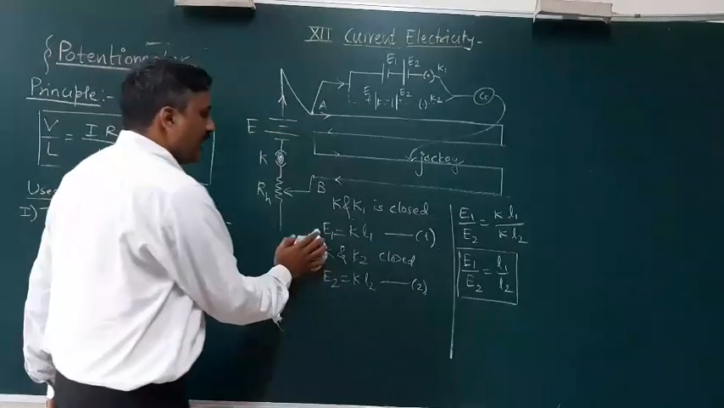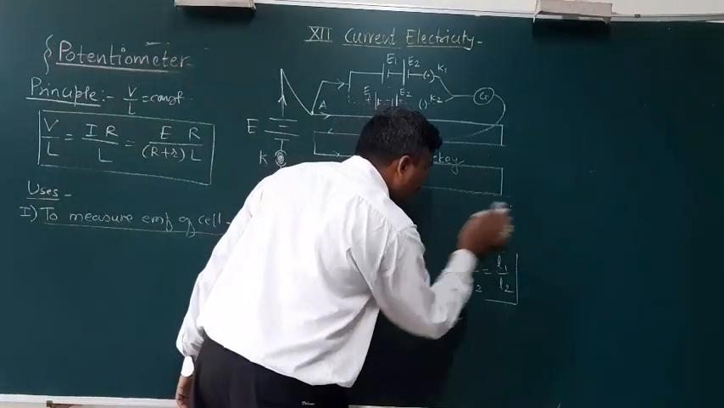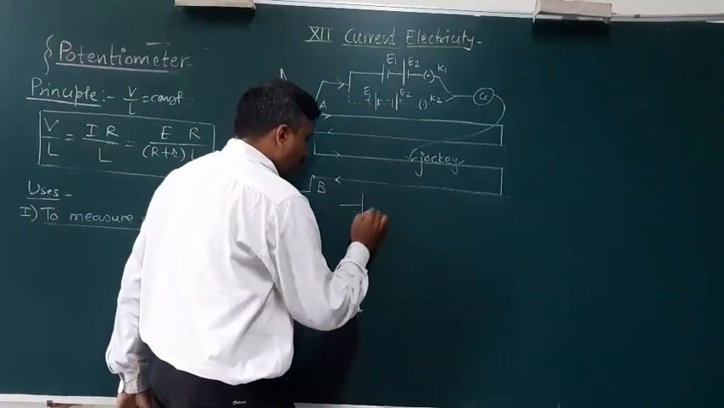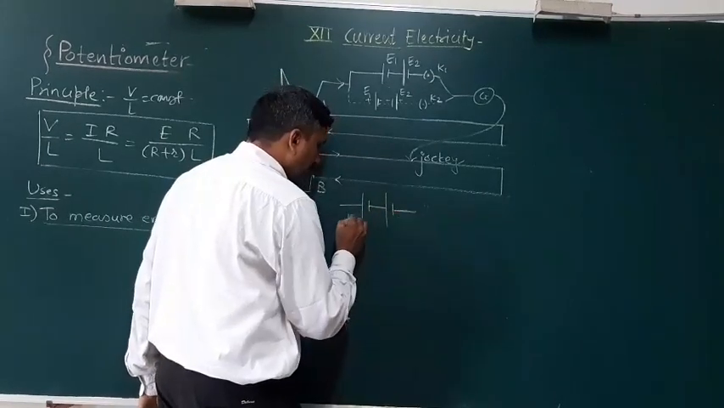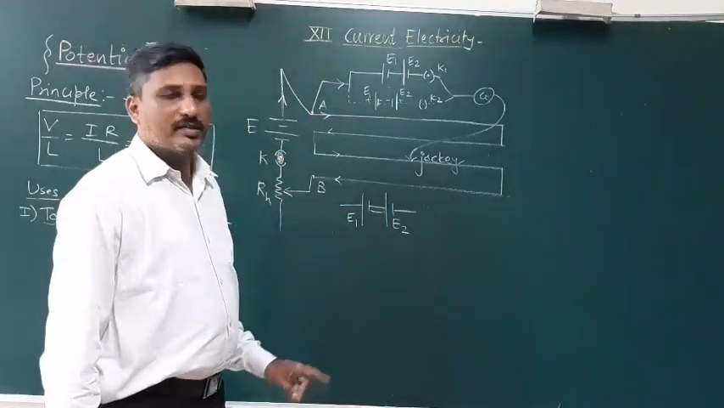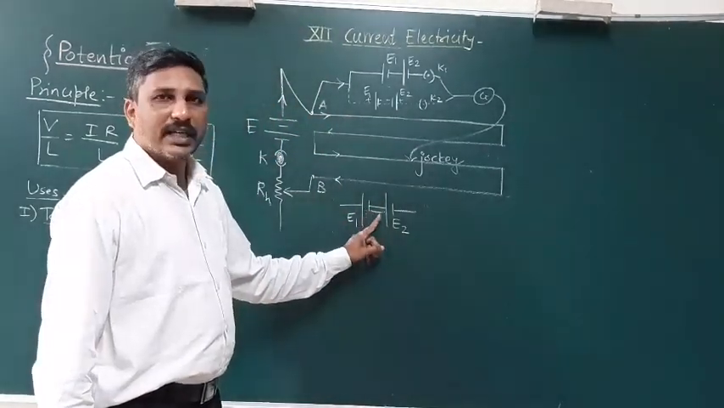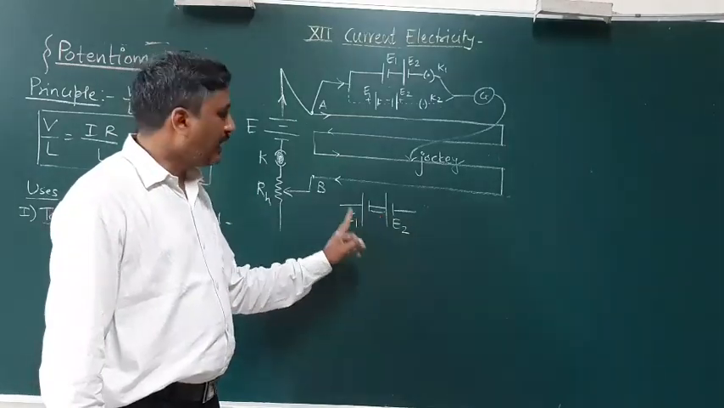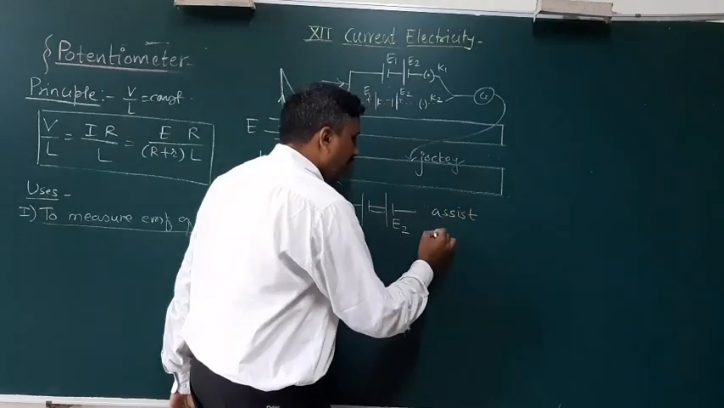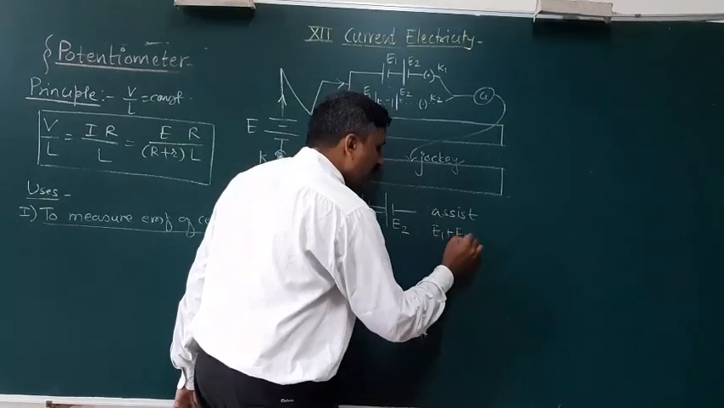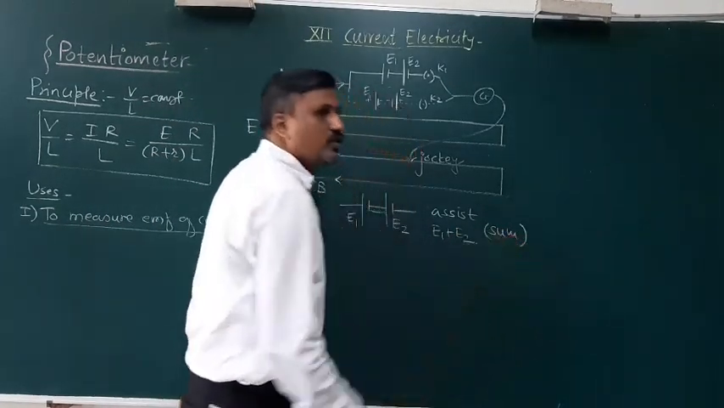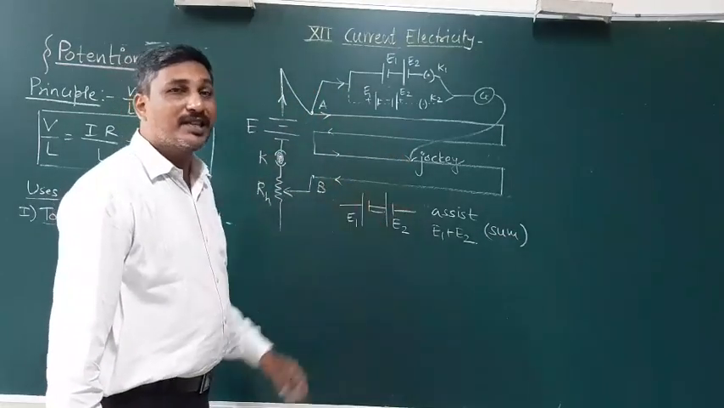Now the second part: same circuit diagram, same explanation. Now check. Here the two cells are connected in this way. The negative terminal of the first cell is connected to the positive terminal of the other cell. At that time, when the two cells are in assist, the EMF is added and it becomes E1 plus E2. Here the total EMF increases. Therefore, this combination is also called the sum combination, or the sum method.